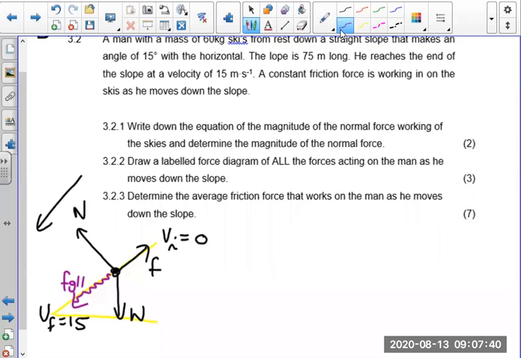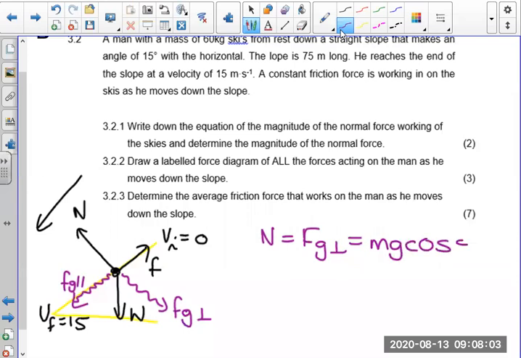Now, the first question is to work out the normal force. If we have to work out the normal, can you remember the normal is equal to Fg perpendicular. So I'm going to write normal equals Fg perpendicular, and you have to remember the equation for Fg perpendicular, which is mg cos theta. Okay, so that is what we're going to do there.